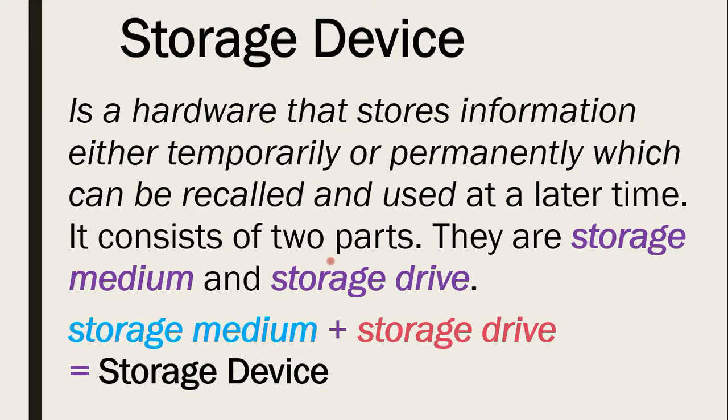A storage device has two parts. The first side is the storage medium, and the second side is the storage drive. Storage medium plus storage drive equals storage device. So a storage device is made up of two things put together. If you store something, you have to retrieve it, or recall it and use it. The drive is what does that. So the storage medium plus the storage drive will be equal to the storage device.